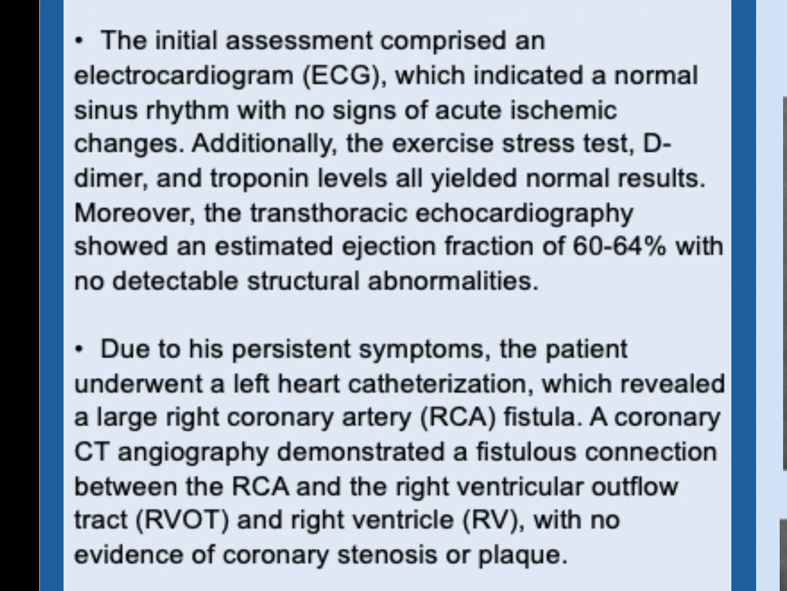The initial assessment comprised an electrocardiogram which indicated a normal sinus rhythm with no signs of acute ischemic changes. Additionally, the exercise stress test, D-dimer, and troponin levels were all within normal limits. The echocardiogram showed an ejection fraction of 60 to 64% with no detectable structural abnormalities.